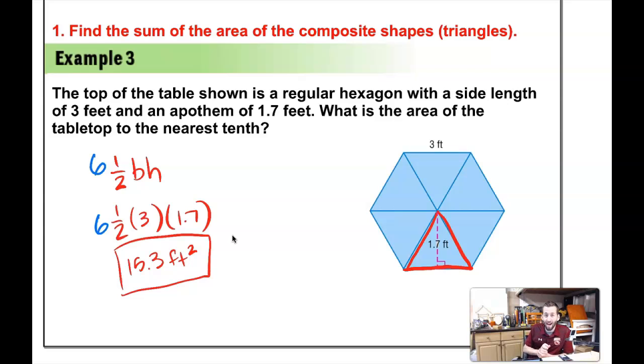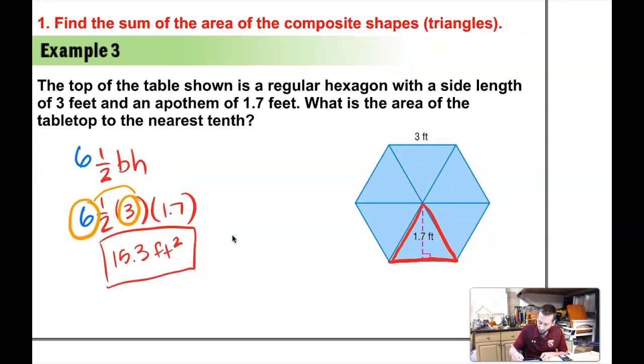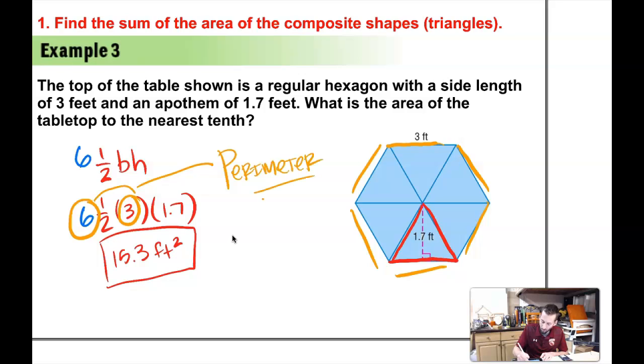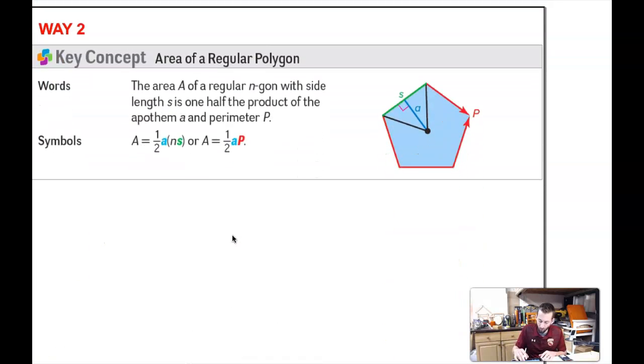But what this does is it actually leads us to our second formula. Because if I were to rearrange this, I just want us to make the connection and see that if I took, actually let's use orange here, if I took this number here and this number here, 6 threes, you have 1, 2, 3, 4, 5, 6. You have 6 threes. I'm actually finding the perimeter. Right? That's what that does. And so it leads us to another formula, which is 1/2 perimeter times the apothem.